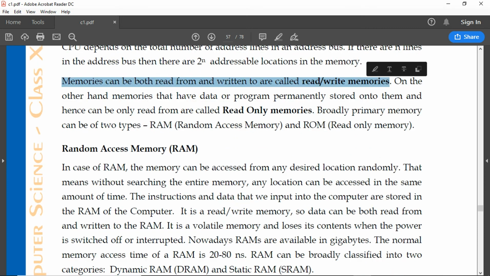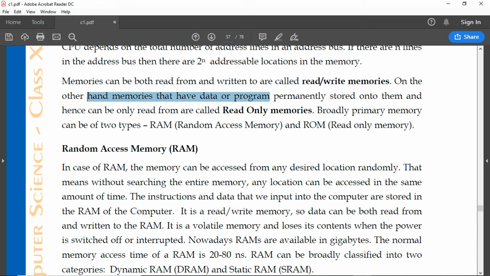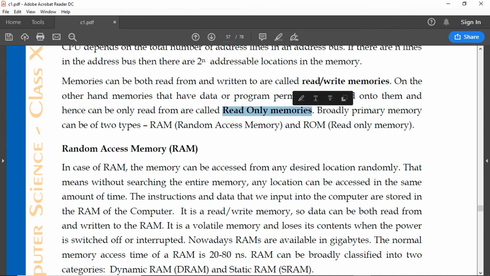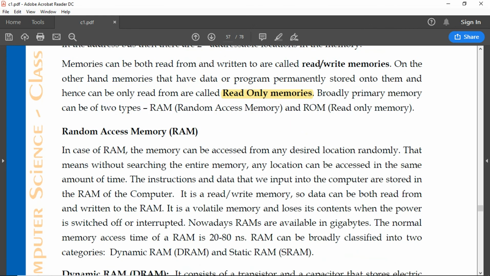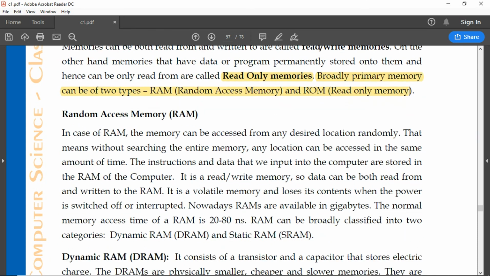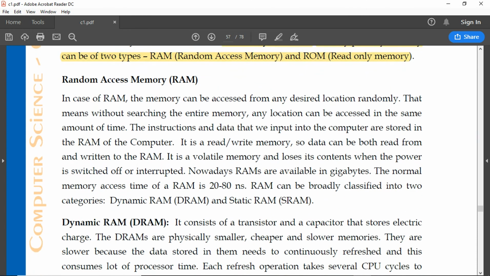On the other hand, memories that have data or program permanently stored onto them, and hence can only be read from, are called read-only memories. Broadly, primary memory can be of two types: RAM, random access memory, and ROM, read-only memory.